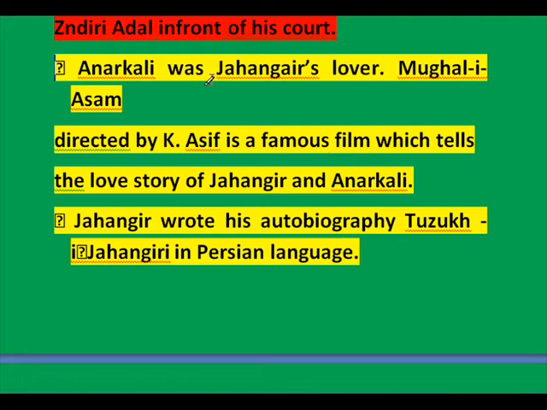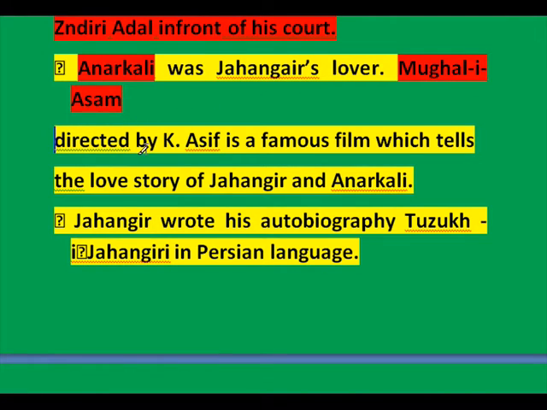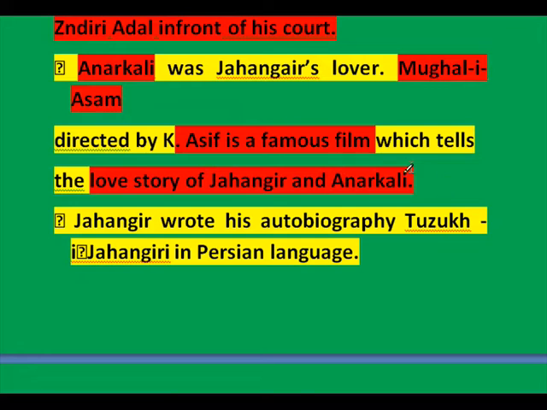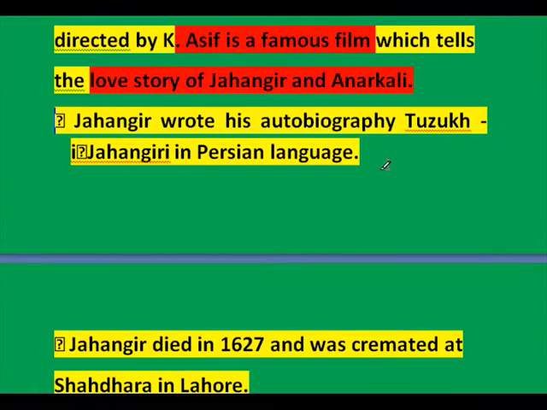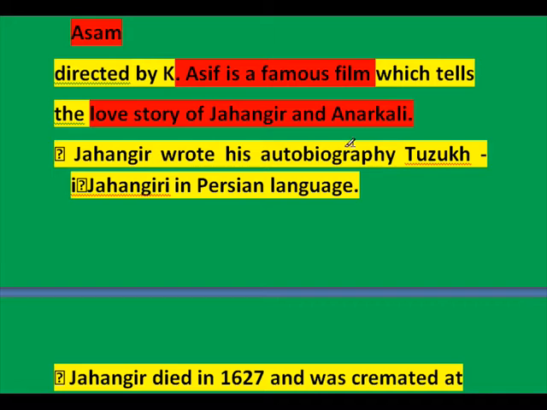And Anarkali was Jahangir's lover. Who was the lover of Jahangir? It is Anarkali. Mughal-e-Azam, directed by K. Asif, is a famous film which tells the love story of Jahangir and Anarkali. Who directed it? K. Asif. The film's name is Mughal-e-Azam.